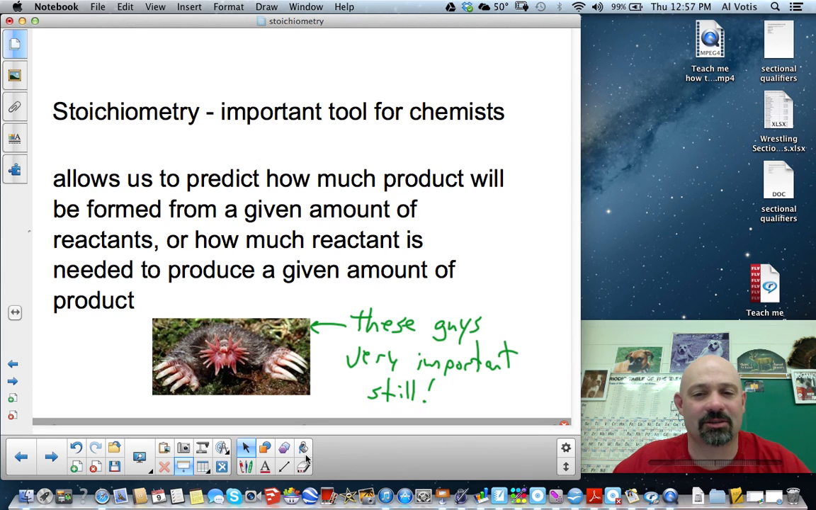And so, as you see, these guys are still very important in this chapter. They're extremely important. That's why we talked about them a lot in the last chapter. And we're not necessarily talking about the star-nosed guys, but we're talking about moles in general, right? And it's such an ugly picture that it's cute, right?